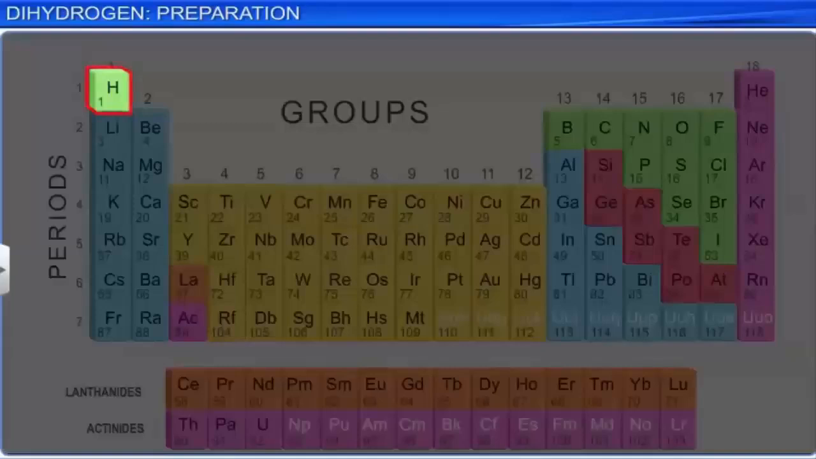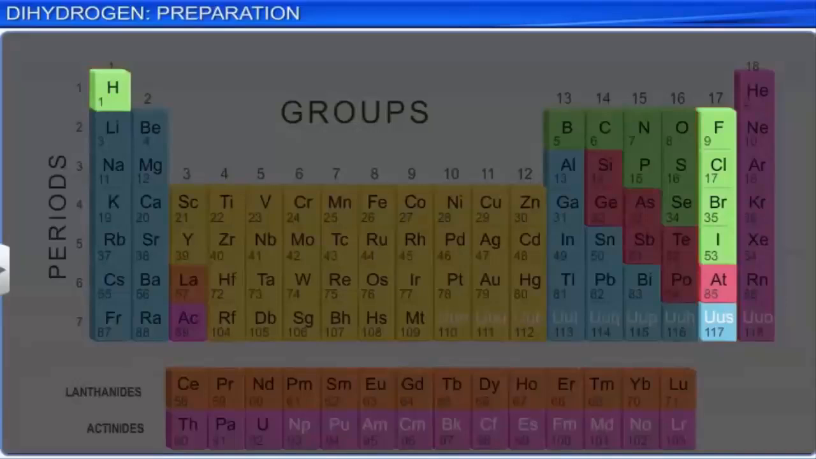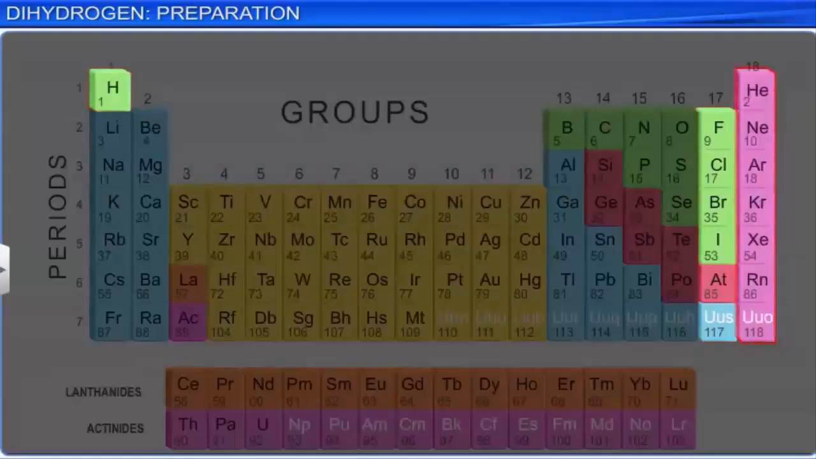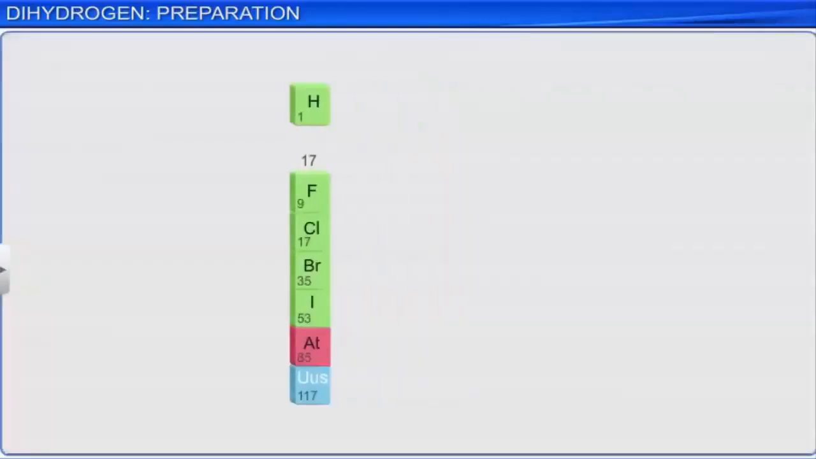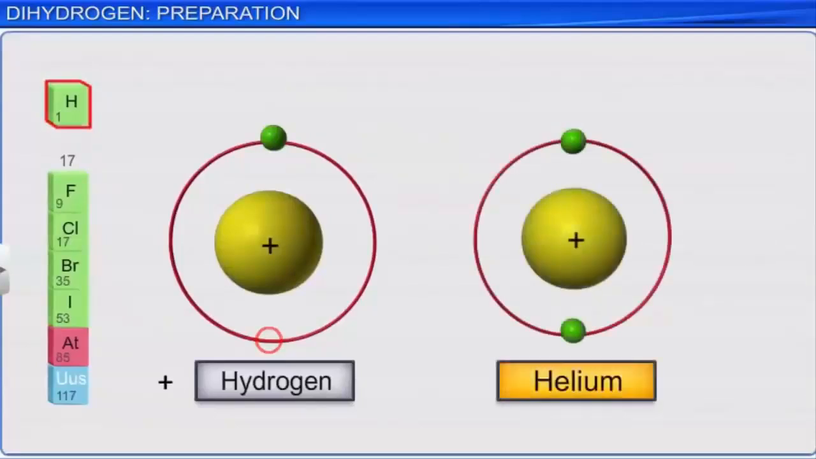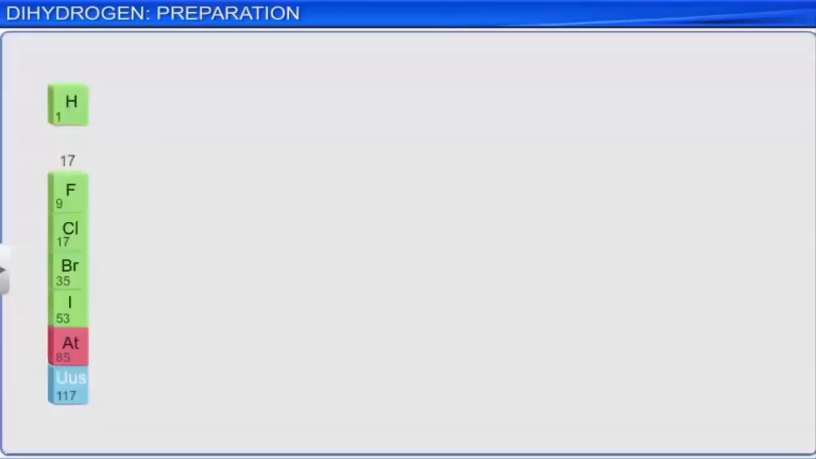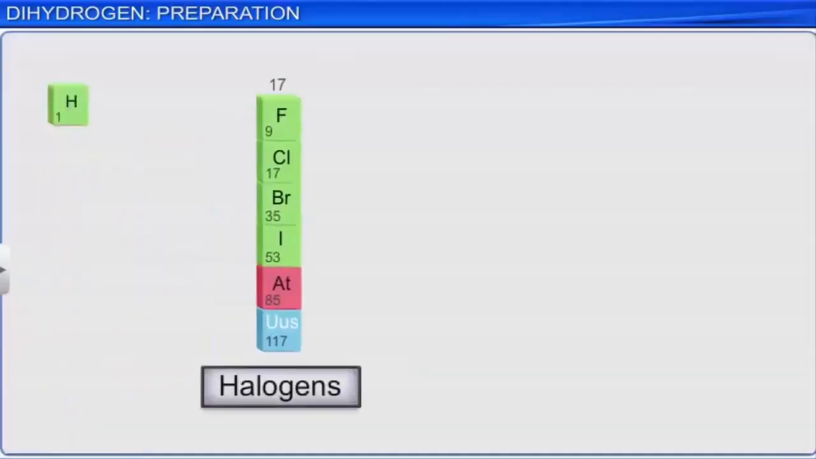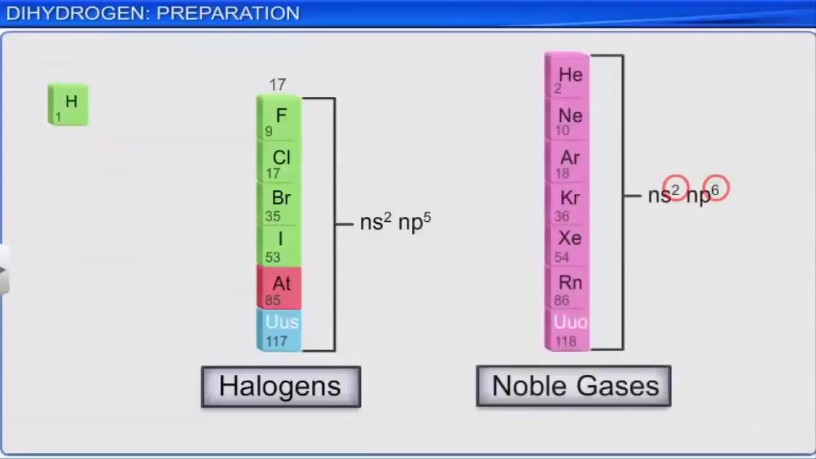Let us now see how hydrogen is similar to halogens, and yet different from the group at the same time. Like halogens, hydrogen has only one electron less than the nearest noble gas configuration. For example, it needs one electron to attain the noble gas configuration of helium. This is similar to halogens, which have an outermost shell configuration of ns2 np5 and need just one electron to attain noble gas configuration.